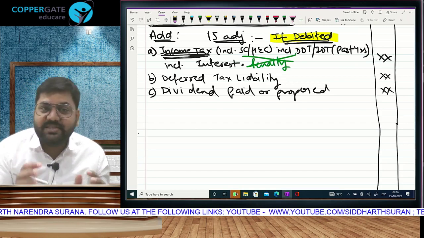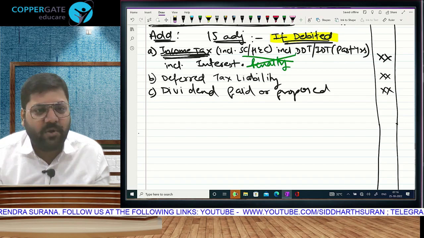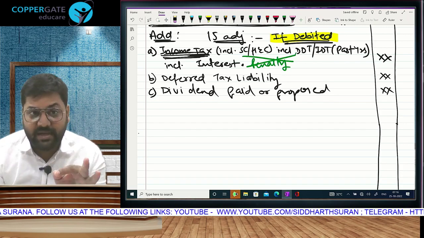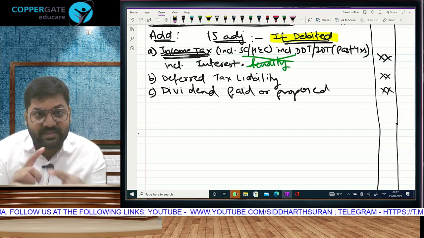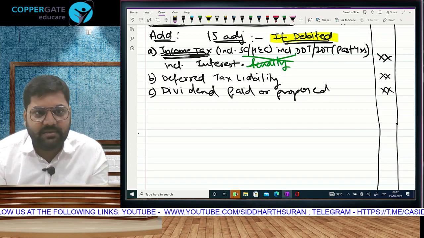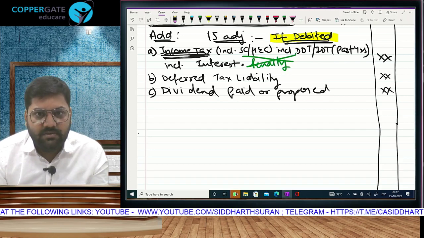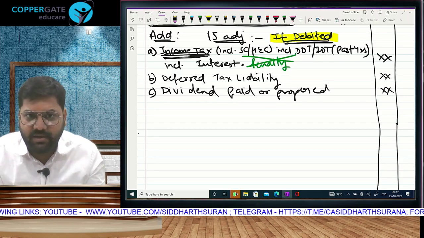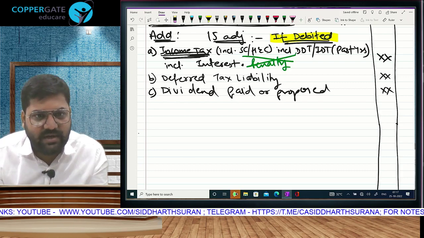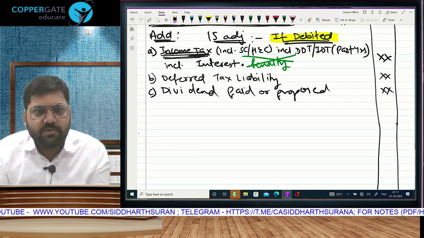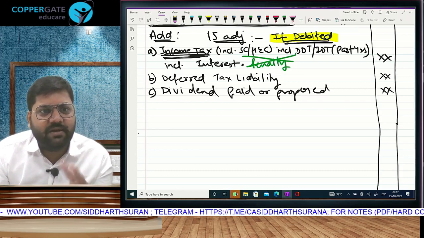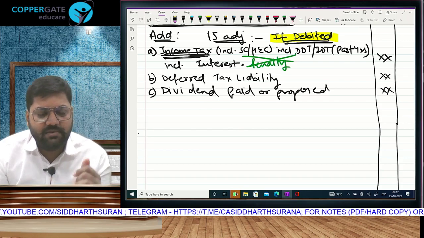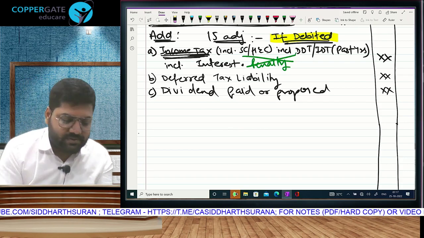Chaliye. Isse related, there is no corresponding point on the less side. Let me be clear. All points on add side and less side are not related with each other. So, there will be some points only on the add side, some only on the less side. If everything was related with each other, there wouldn't have been 15 and 14. Then it would have been the same number, obviously. Okay. So, dividend paid or proposed.